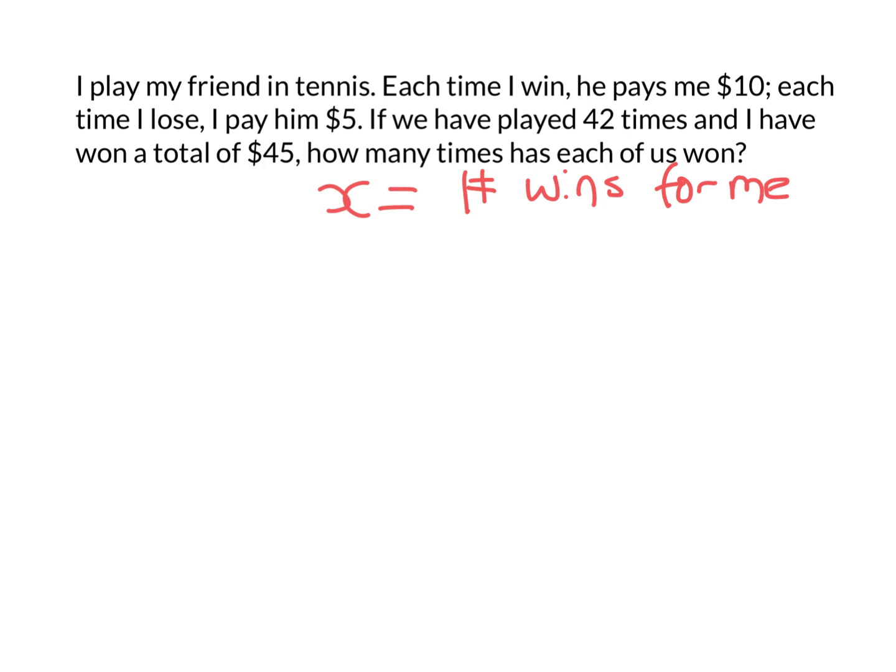So how many times would my friend have won if we've played 42 times? Well, just think, how would you figure that out? If you knew how many times I had won, how would you figure out how many times my friend has won? Well, you just subtract it from 42. If I'd won 20 times, then he would have won 42 minus 20, 22 times. So however many times I've won, you subtract that from 42, and that will be the number of times my friend has won.